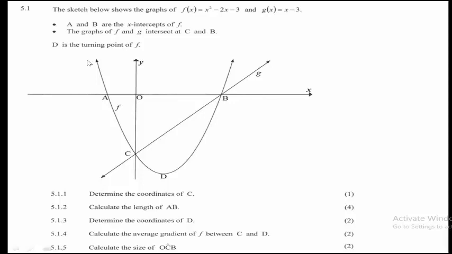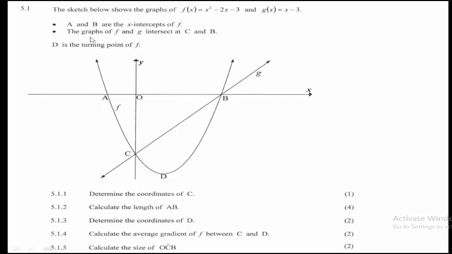So we have a question. Sketch, or rather the sketch below shows the graph of f of x and g of x. A and B are the x-intercepts of f. So we then know that A here and B, they belong to this.